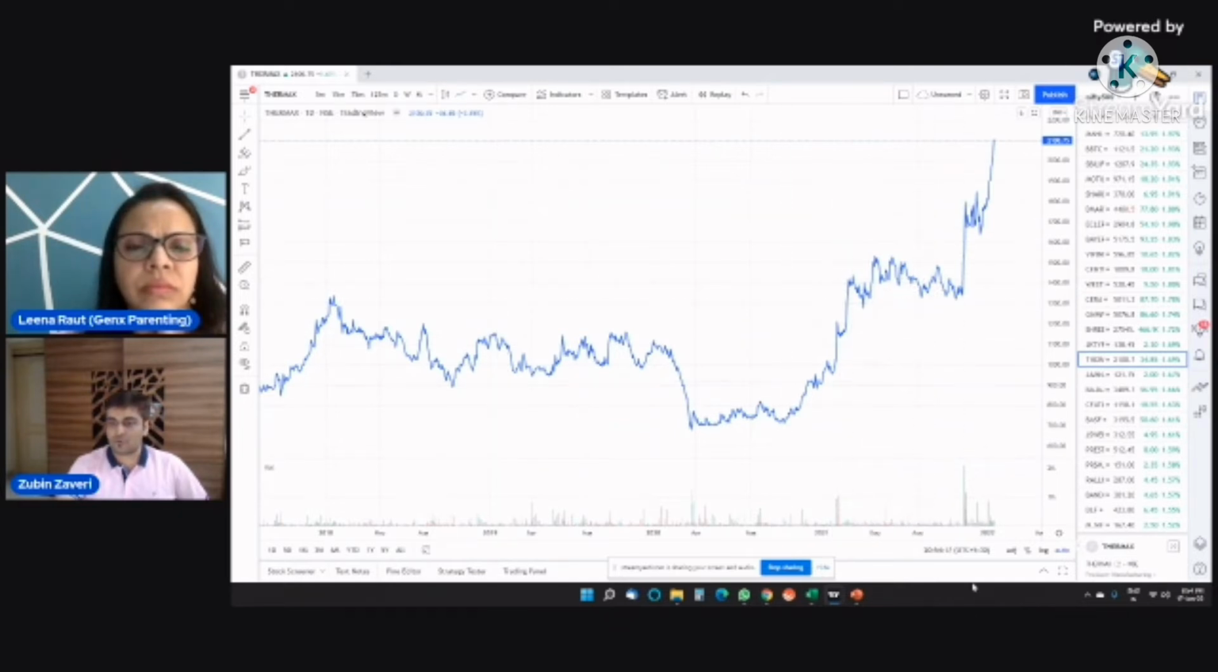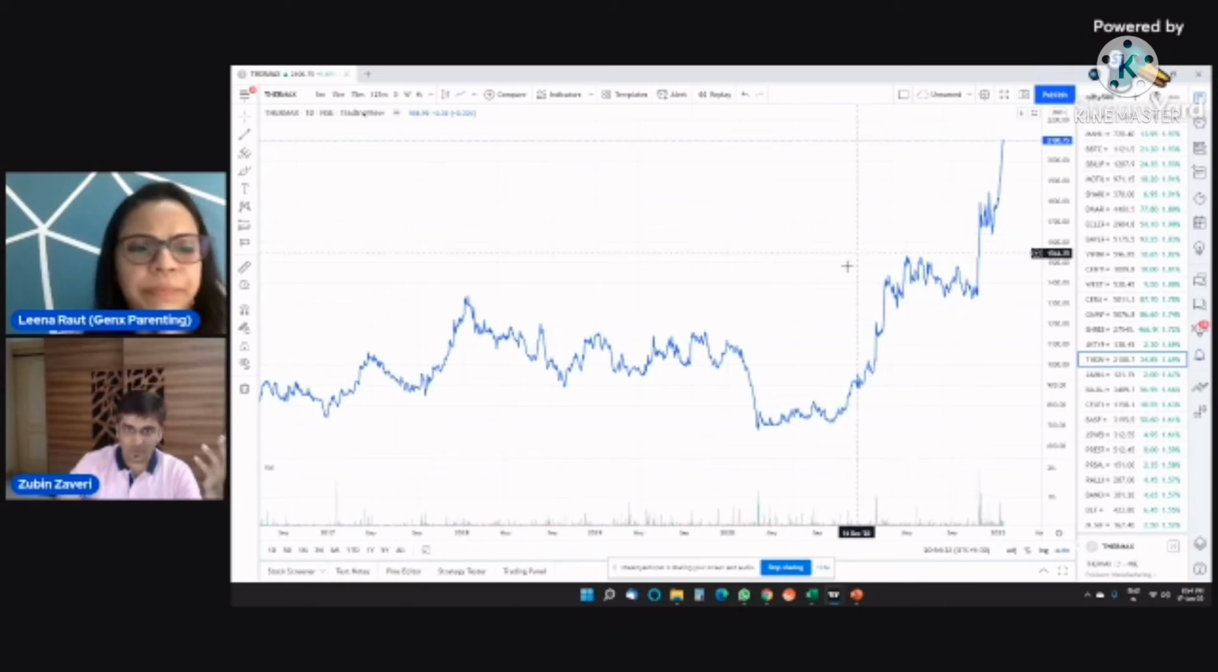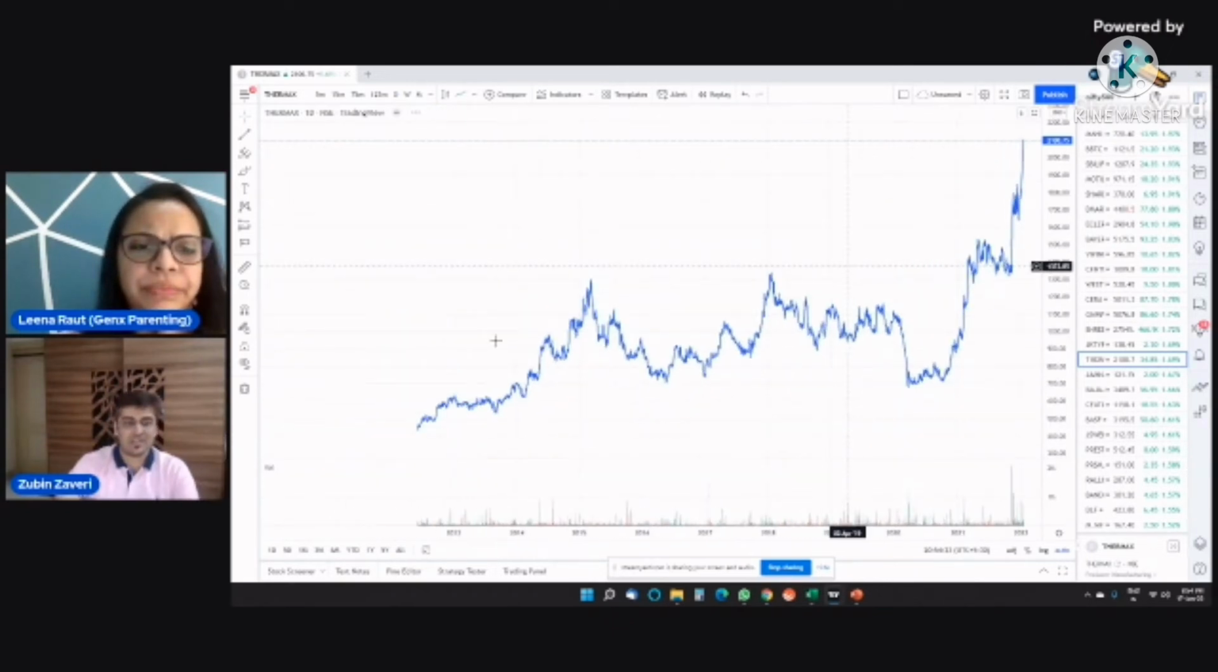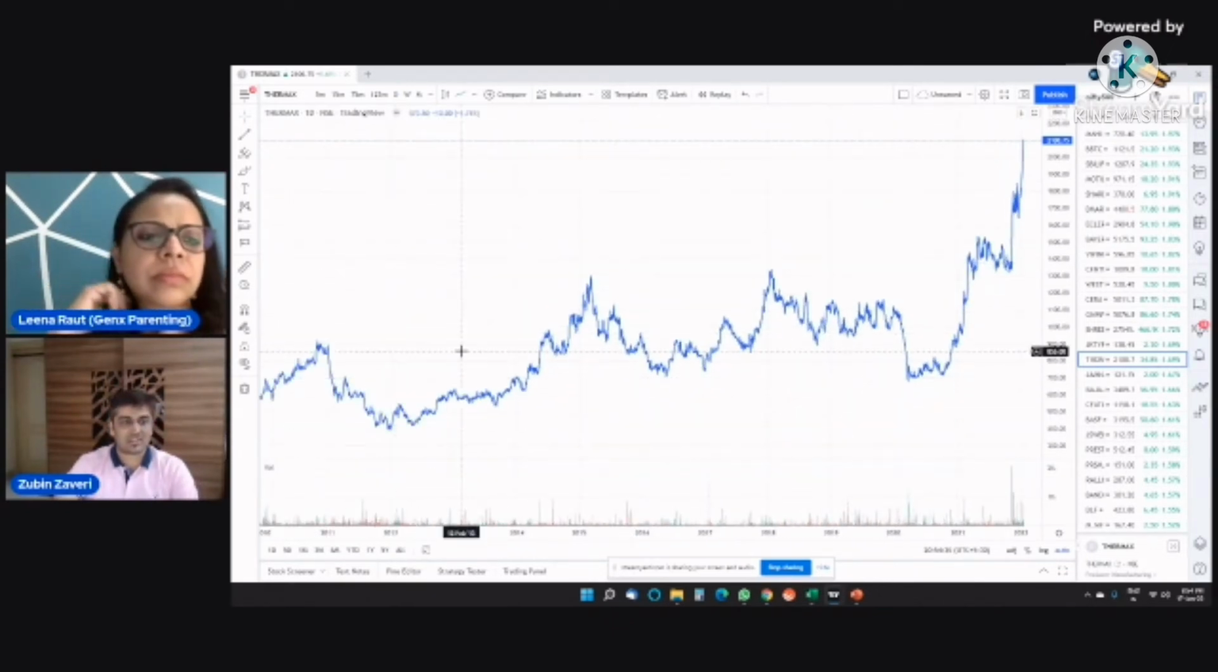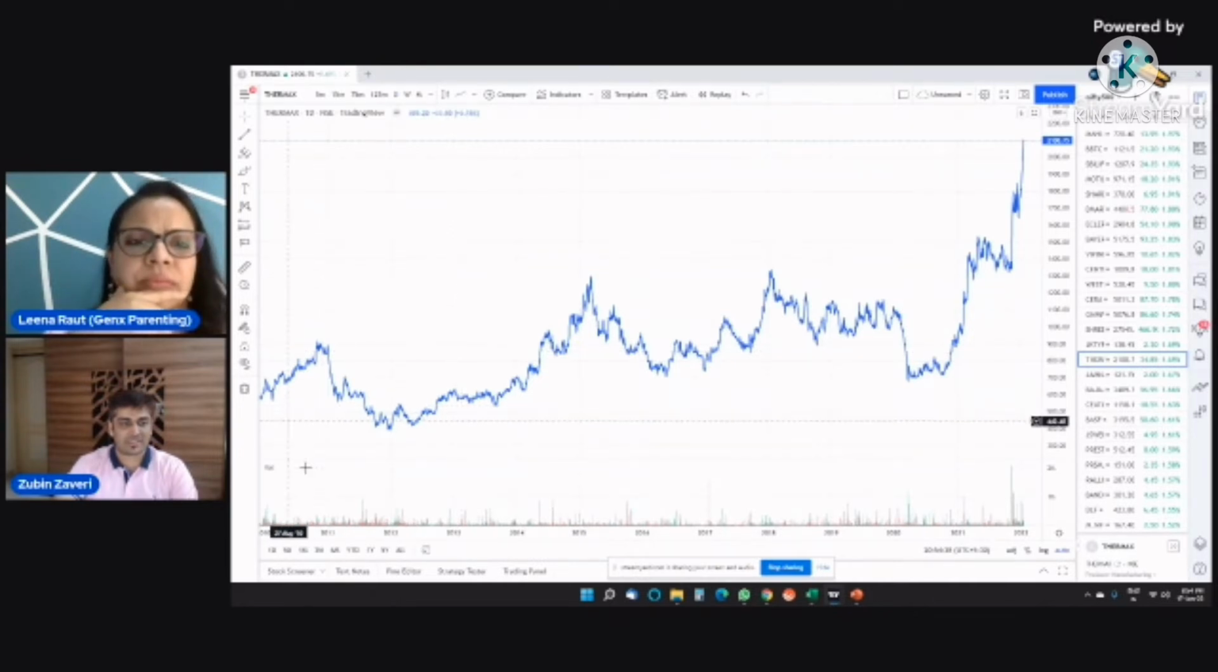And overall, from November onwards, what has happened to the stock price? The stock price from November onwards has increased drastically. So, a little bit about this. Did you understand? This is called a line chart. We can have the entire history.